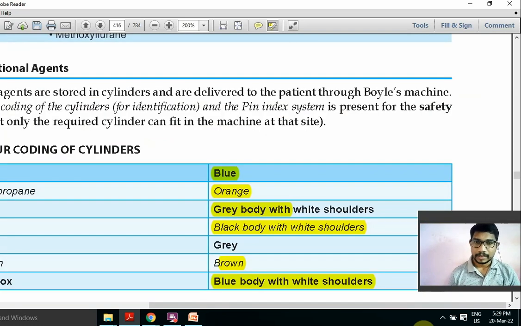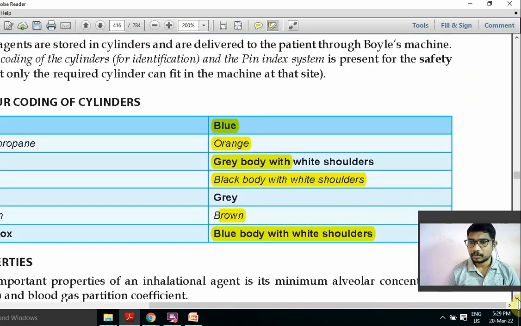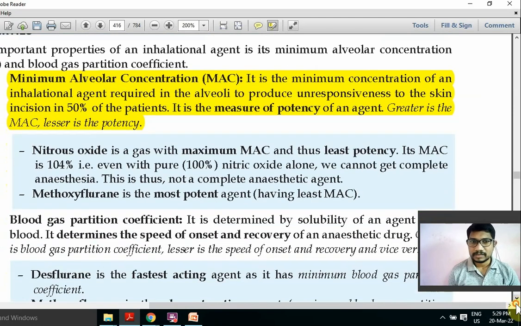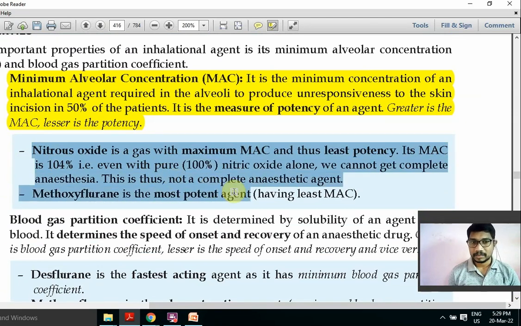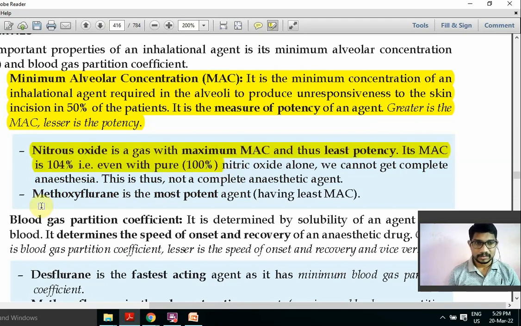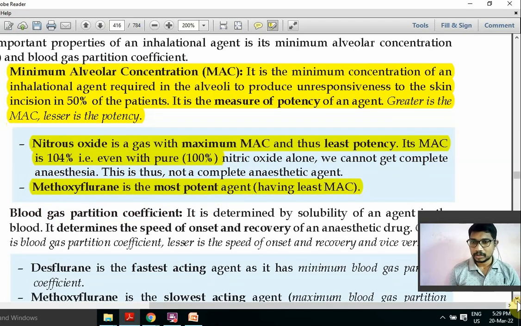It is a measure of potency: the greater the MAC, the lower the potency, and the lower the MAC required to produce anesthesia, the greater the potency. Nitrous oxide is the gas with maximum MAC and is least potent. That's why it is the least potent, and its MAC is around 104. Then methoxyflurane is the most potent. ये दोनों lines important है, most potent कौन है, least potent.